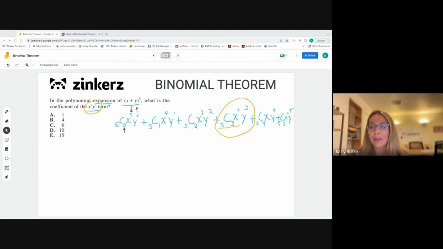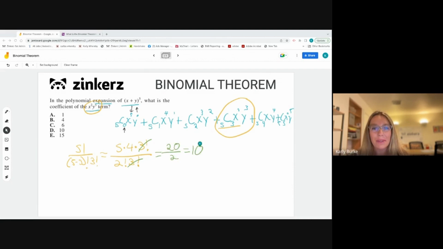The other option is to use the formula, which would be 5 factorial divided by (5 minus 3) factorial times 3 factorial. So this becomes 5 times 4 times 3 factorial divided by 2 factorial times 3 factorial. We can easily cancel out the 3 factorials. We end up with 20 over 2, which is 10.